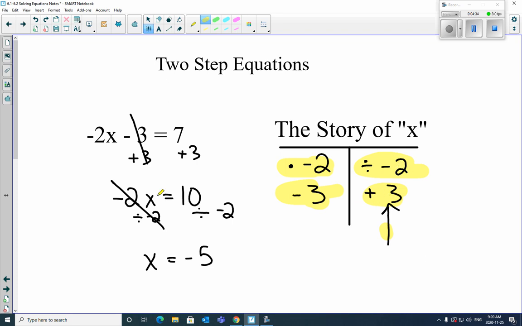So first off, let's add 3 to both sides. So plus 3, plus 3. So these cancel out, and you're left with negative 2x equals 7 plus 3 is 10. So negative 2x equals 10. Then the next step is to divide by negative 2. So we're going to divide both sides by negative 2. These negative 2's reduce down, and 10 divided by negative 2 is negative 5. So here's our answer. x equals negative 5.